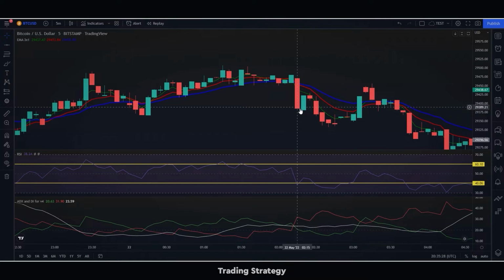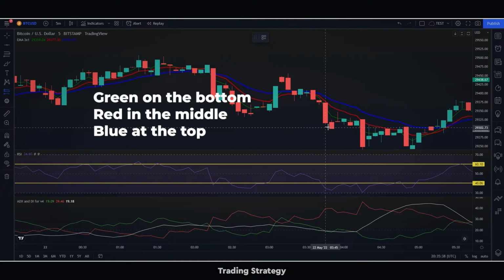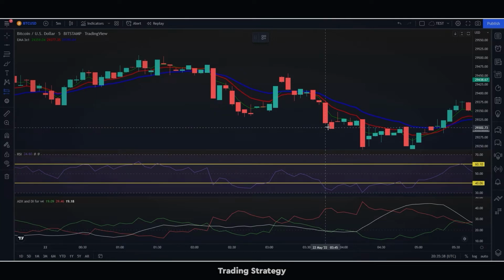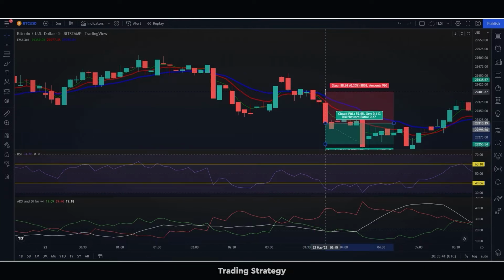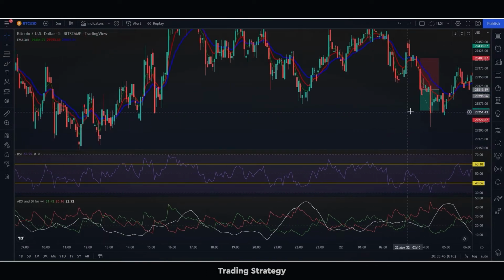In the case of wanting to carry out a sell operation, we must wait for the RSI line to cross the value of 40 from top to bottom. If it does, we will notice that the moving averages are separating in the following order: green at the bottom, red in the middle, and blue at the top. If this is fulfilled, we will see that the red line of the ADX is above 20 and the green line of the ADX is below 20. If this is finally fulfilled, we will carry out the sell operation. We will place our stop loss above the blue EMA and our take profit at the support and resistance zones.